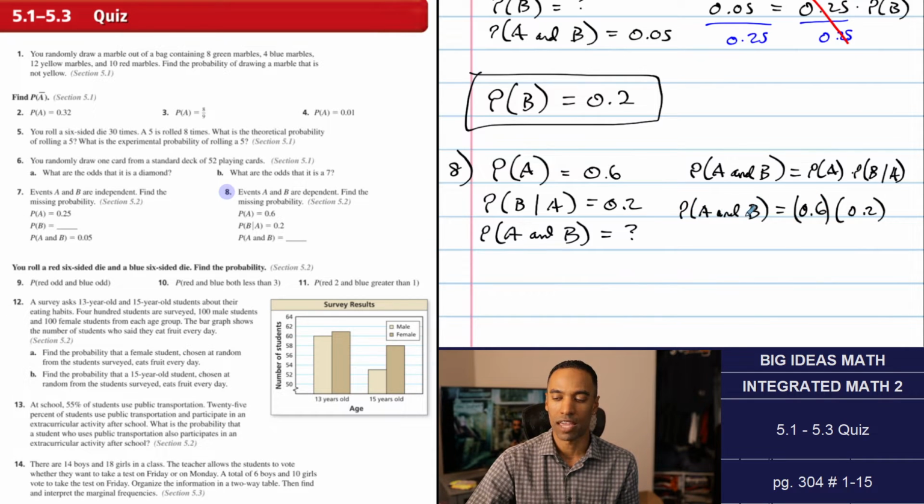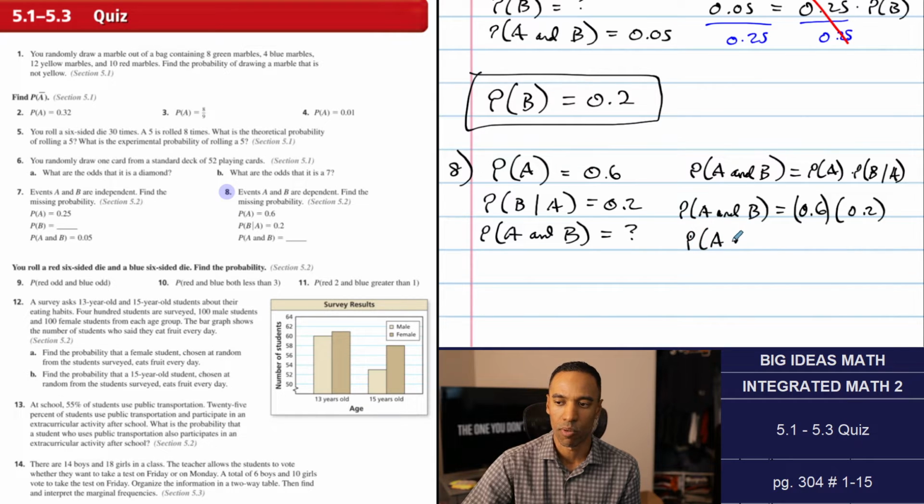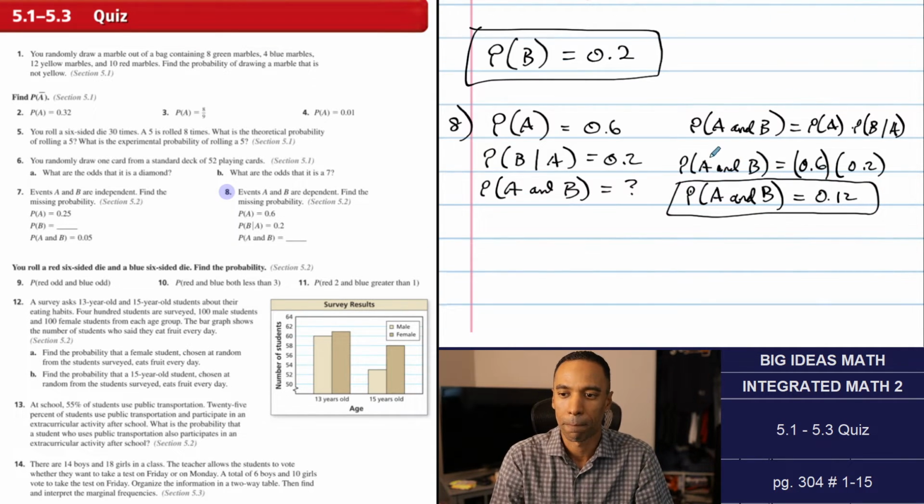But what's the probability of both A and B occurring? Once A occurs, here's B's chance of occurring, and that's going to be 0.12. I know I spent a little more time on that, but because they weren't necessarily bringing that up, and I don't know if they'll bring it up again, I really wanted to cover it.